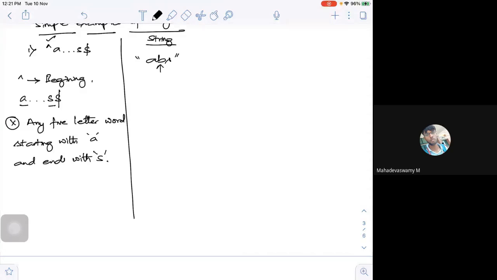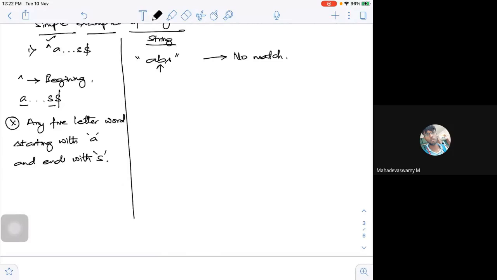Now if you look at ABS, it's a 3-letter word. Anyhow, it is starting with A and ending with S. Two things are matching, but in between I don't have any 3 letters. So this does not match. When I try the regular expression, it doesn't match.